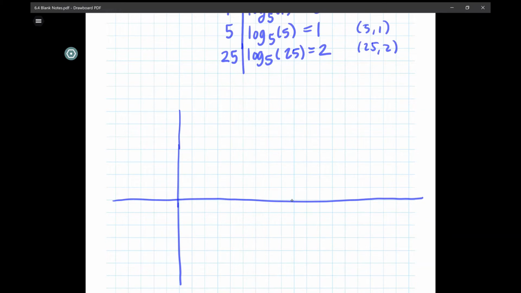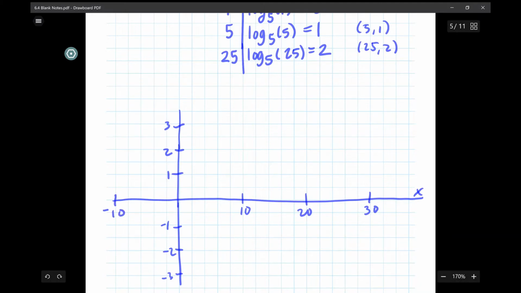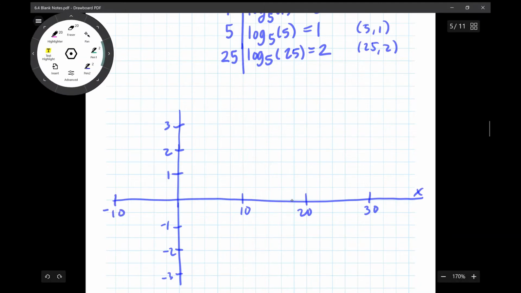2, 4, 6, 8, 10, 12, 14, 16, 18, 20, 22, 24, 26, 28, 30. I'm going to go by halves on the y-axis. So that's 1, 2, 3, -1, -2, -3, and then 2, 4, 6, 8, -10. All right, and I'm going to switch color here to green to graph this guy.